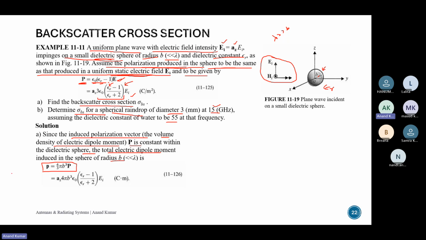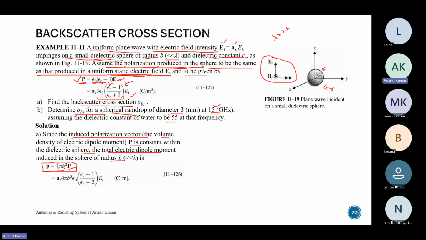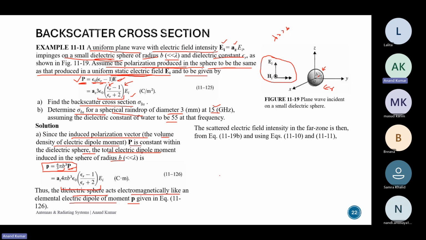So the dipole moment is volume times the polarization density, so this is the volume multiplied by P. Now we were given the expression for P over here. We substitute this, and this is the electric dipole moment. Now the dielectric sphere acts electromagnetically like an electric dipole of moment P, as given in 11.26. So we have the dipole moment over here.